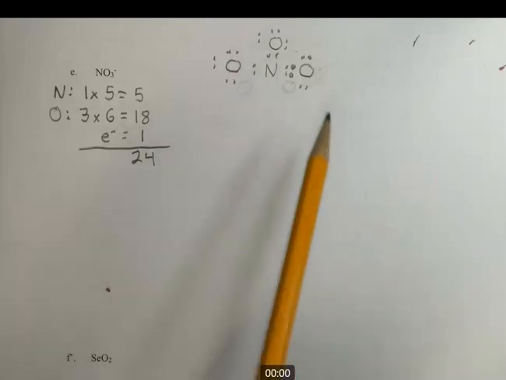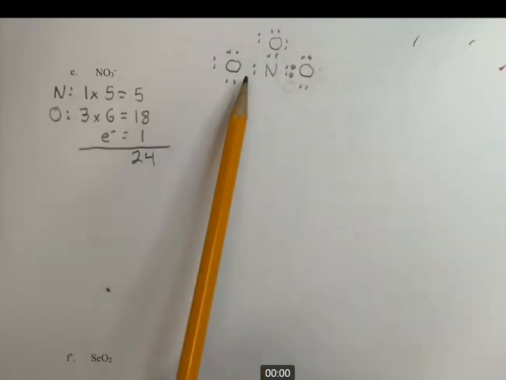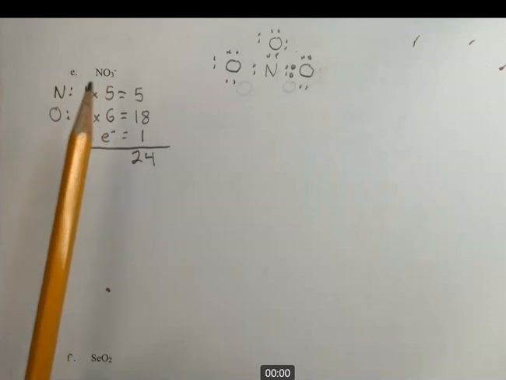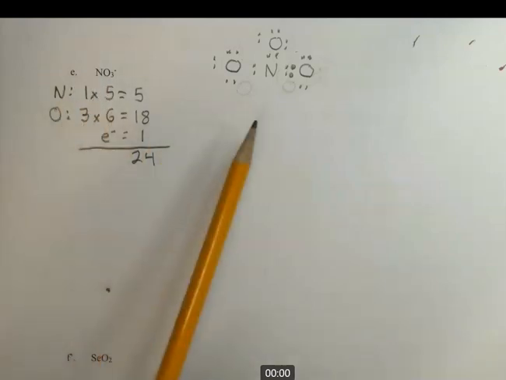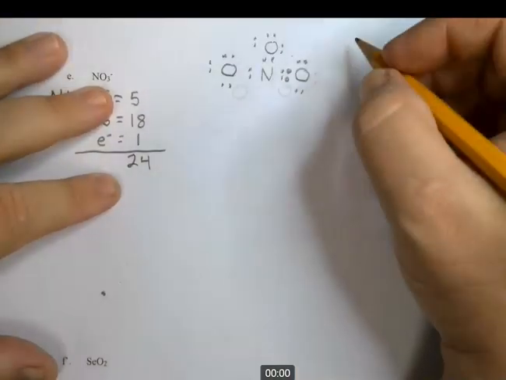Now you'll notice you have some resonance structures here. The double bond could have been on this oxygen or on this oxygen, but that's just arbitrary which one you choose. That wouldn't at all change the formal charges. You'd end up with the same exact formal charges. So we don't really consider those to be different. So we really just have one structure right here. And we're going to do that.